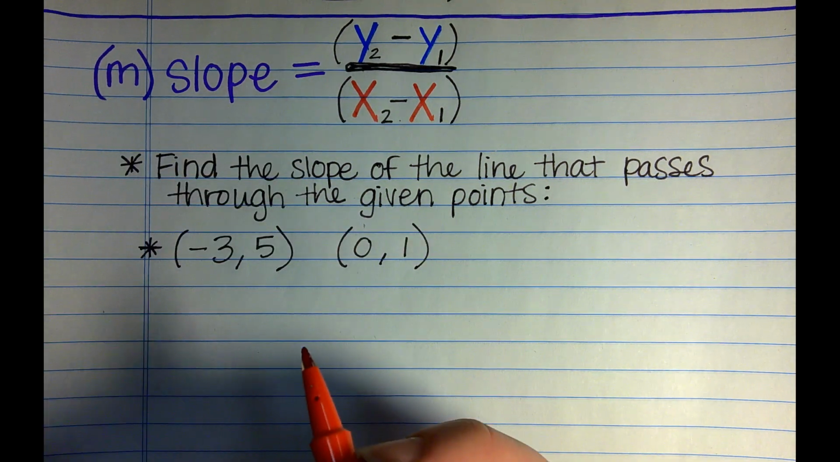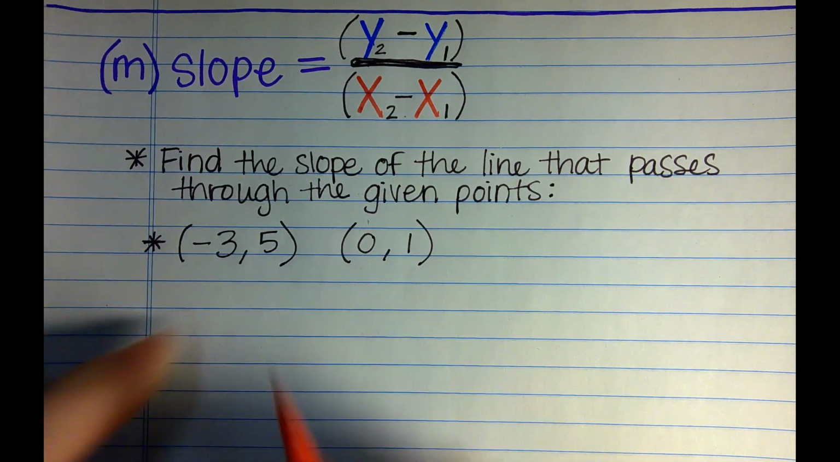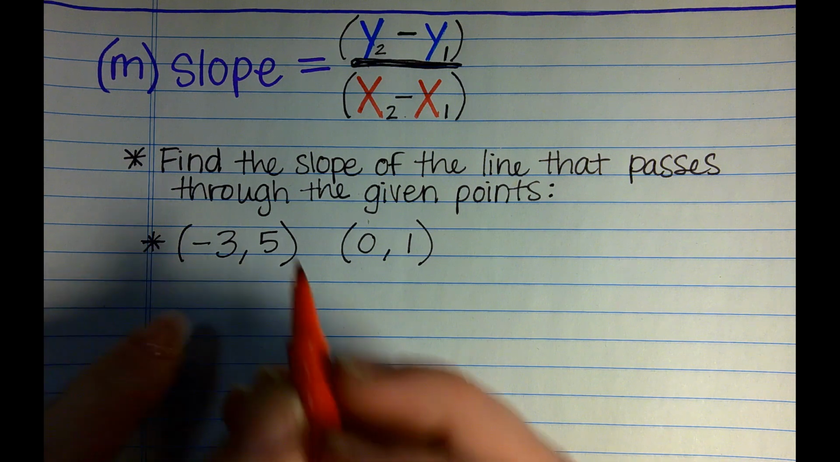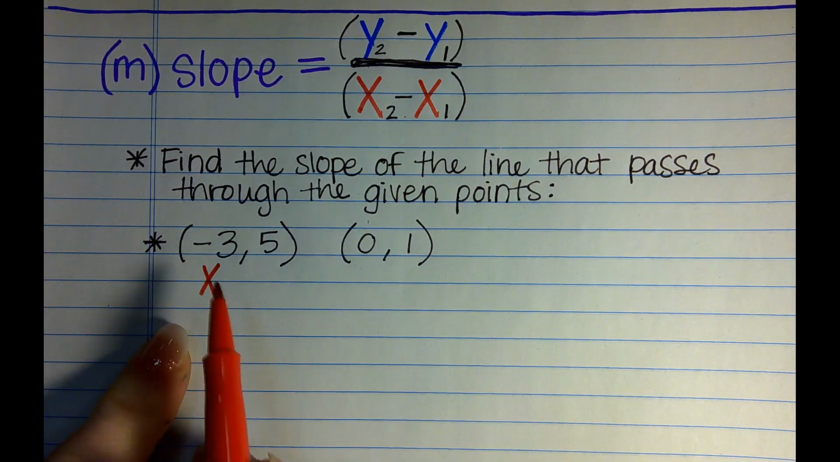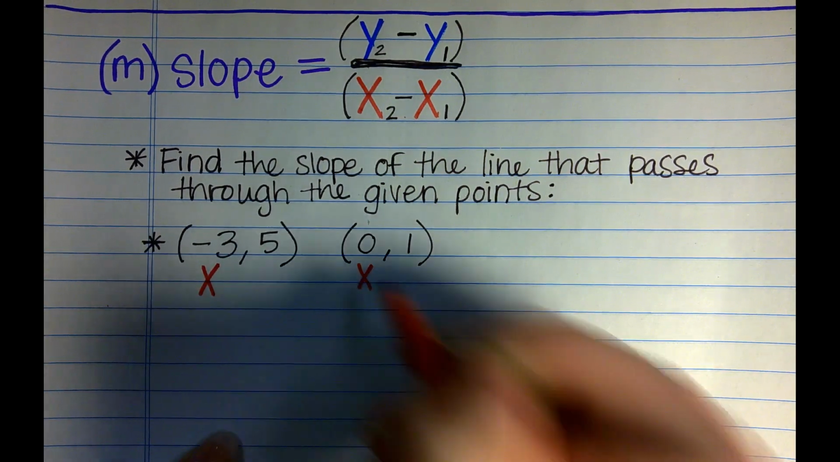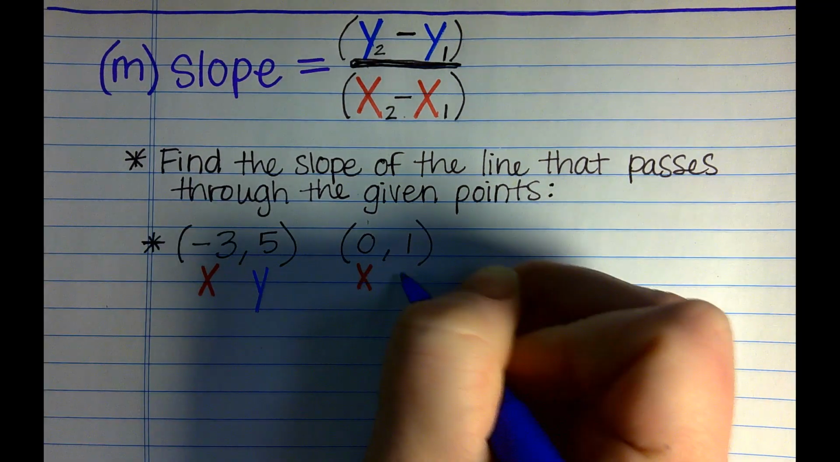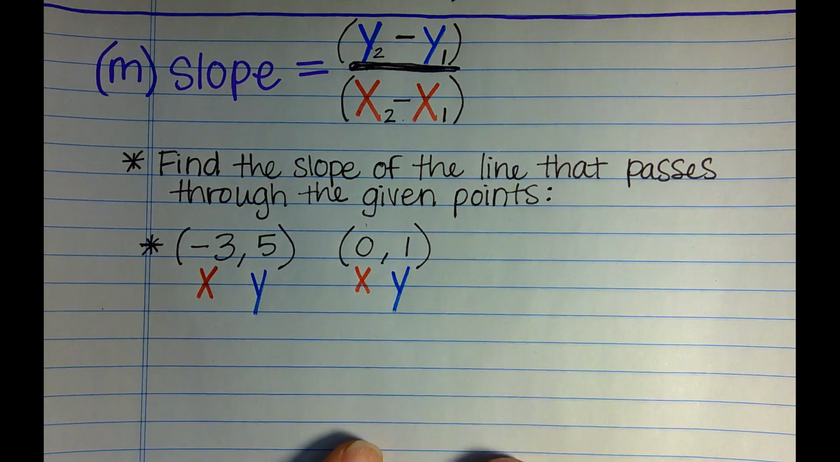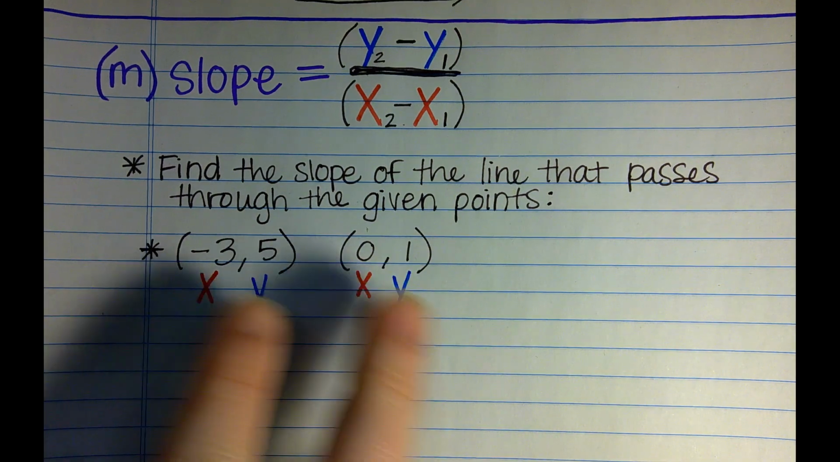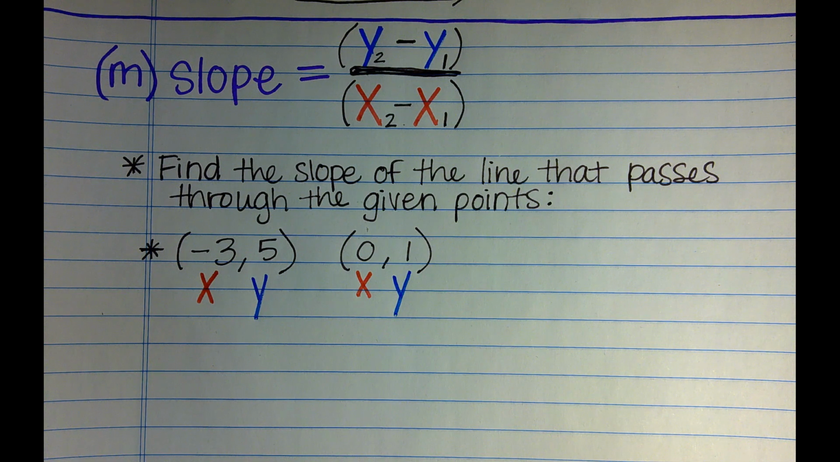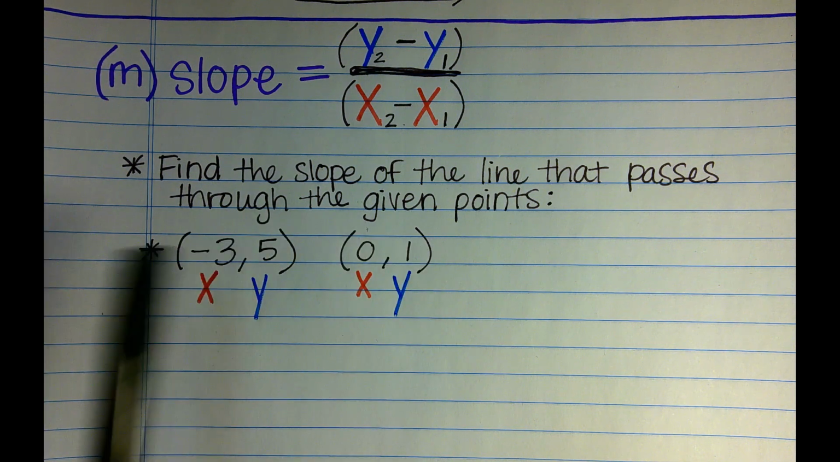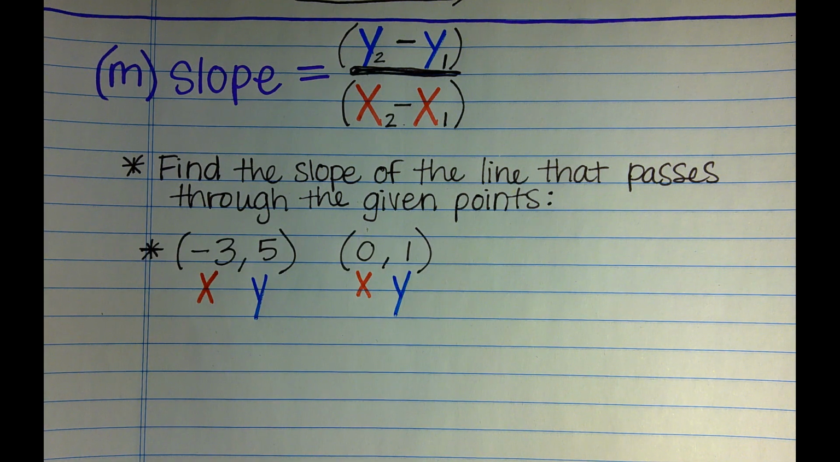So the first thing I will always do is I will start by labeling my x's and my y's. I have an x here. I have an x here. I have a y here, and I have a y here. So I have 2 x's and I have 2 y's. Then I would decide which one should I name x1, y1? Which one should I name x2, y2? I'm just naming them to keep them separated and organized.